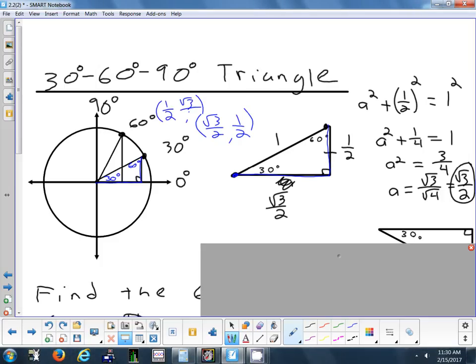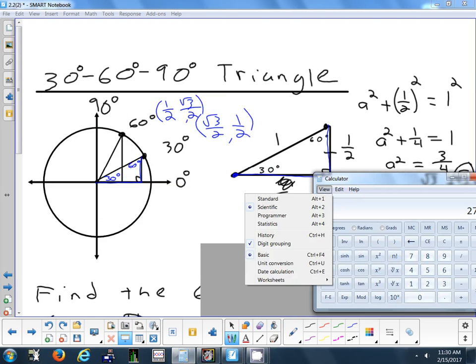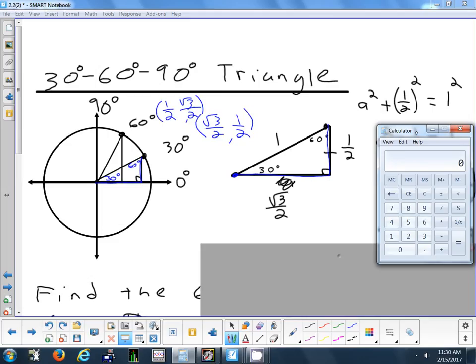Yes. The only difference between the coordinates for 30 and 60: the x and the y switch places. And the way you can remember that, let's go like this. What's 1/2 as a decimal? Do you know? Yeah, 0.5. Okay. Now, if I take the square root of 3 and divide by 2, it's about 0.87. Okay. Square root of 3/2 is a bigger number than 0.5.